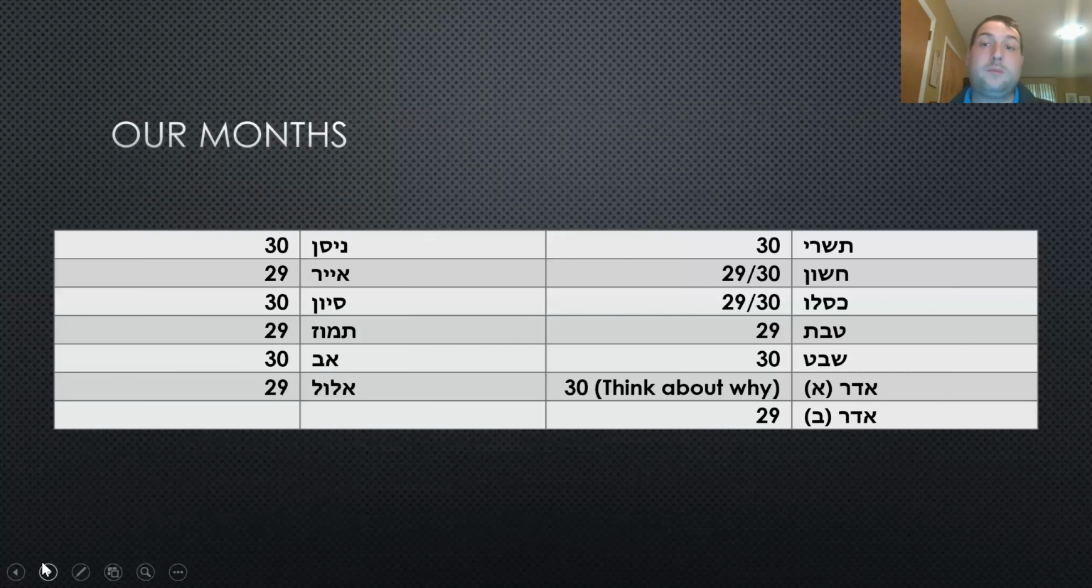And we talked about how pretty much they alternate. So Nisan is 30, Iyar is 29, Sivan is 30, Tammuz is 29, et cetera, until you get to Cheshvan and Kislev, which are alternating 29 and 30 days normally. But they can be different.